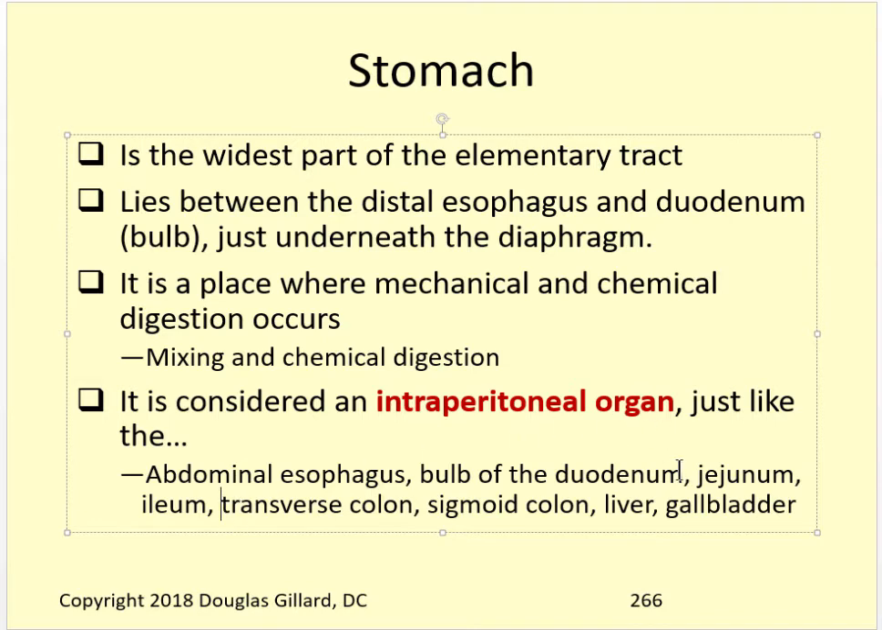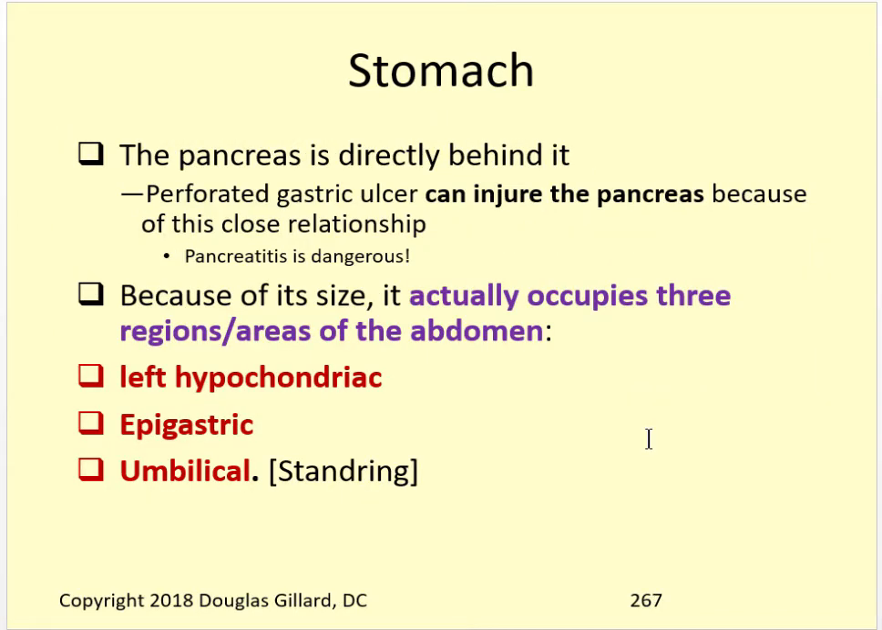The liver, the gallbladder. All right. Stomach. So where's the pancreas? It's directly behind the stomach. If you get a gastric ulcer that perforates, you can get gastric juice leaking onto the pancreas, and it can destroy the pancreas. It can cause peritonitis or pancreatitis, which we'll talk about later.